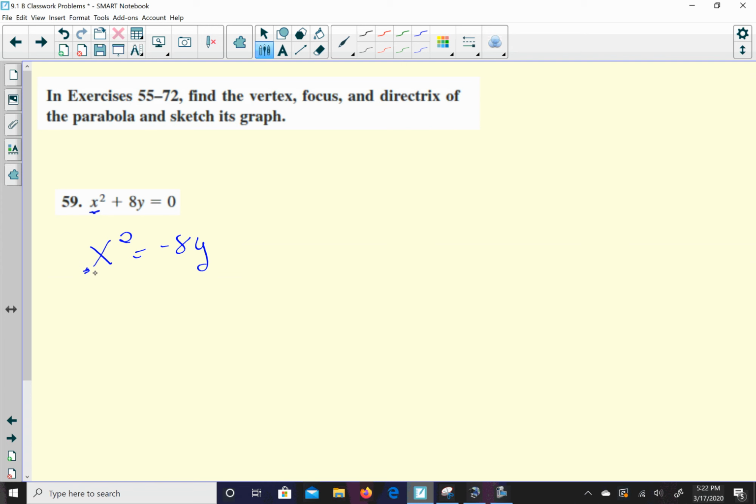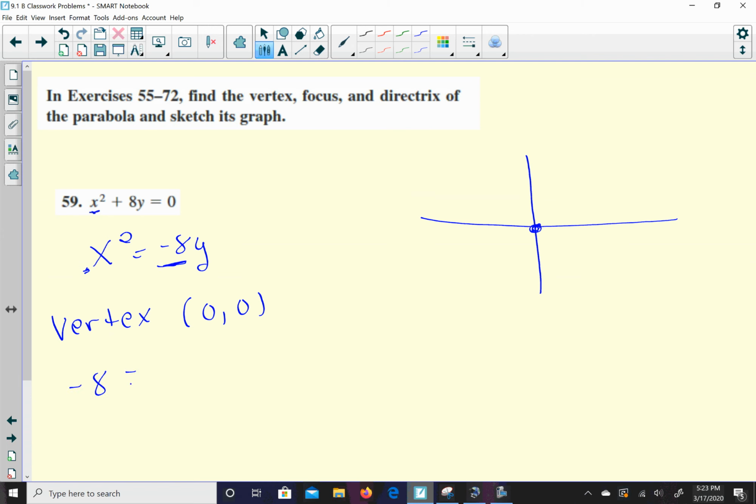I notice that I'm not subtracting anything from my x or my y, so my vertex is going to be at the origin. So my vertex is at (0, 0). Then I'm going to do a real quick sketch over here, vertex at the origin. Then this negative 8y is equal to 4p, which means p is going to equal negative 2.